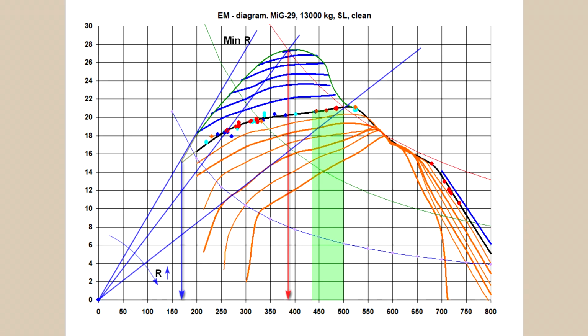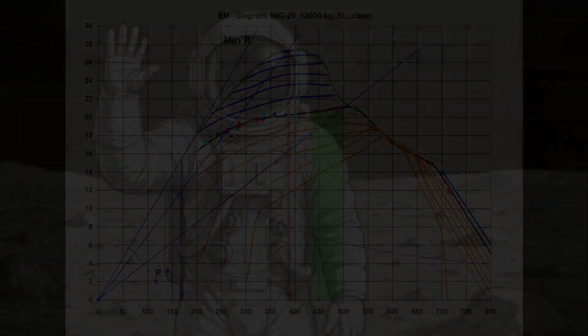The minimum turn radius theoretically occurs below 200 knots, but in practice, as the test points show, optimal performance is achieved around 220 to 250 knots, with a turn rate of roughly 18 degrees per second. Still quite respectable. Hopefully this video will be useful to you.